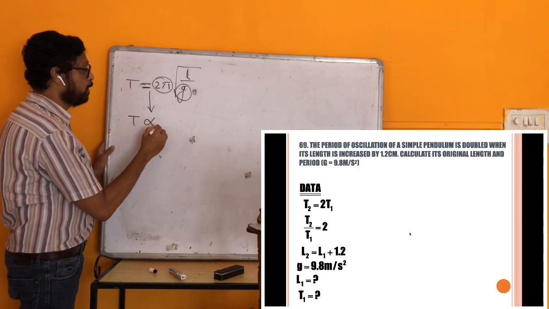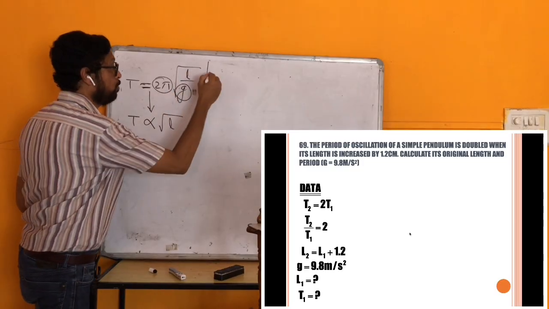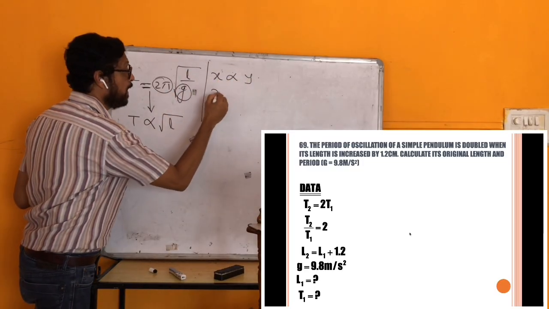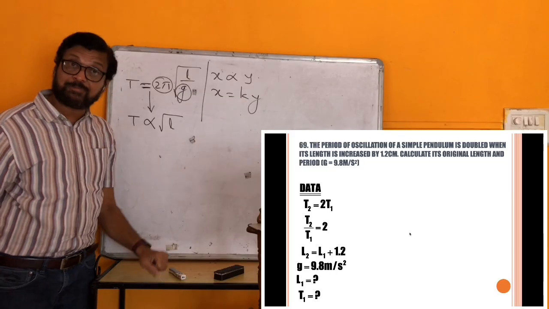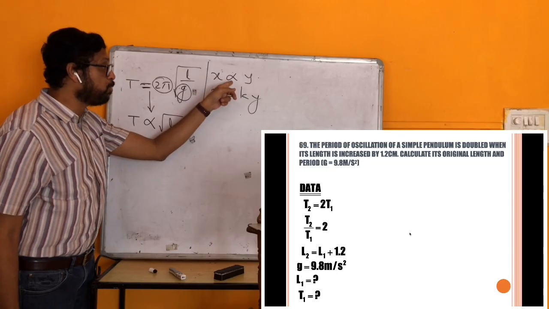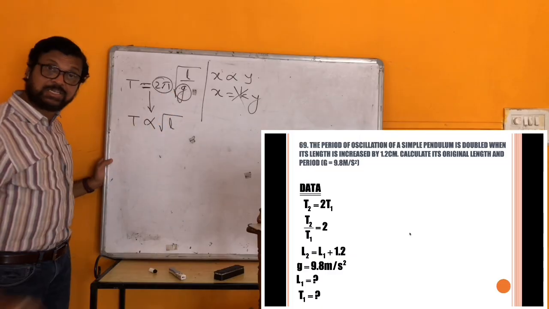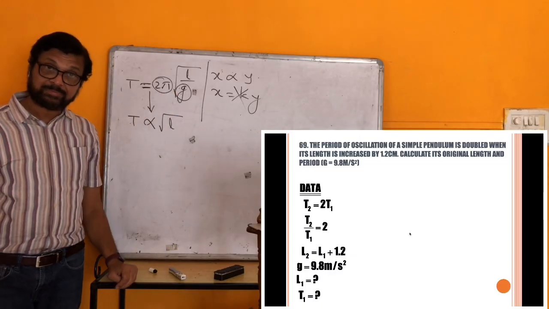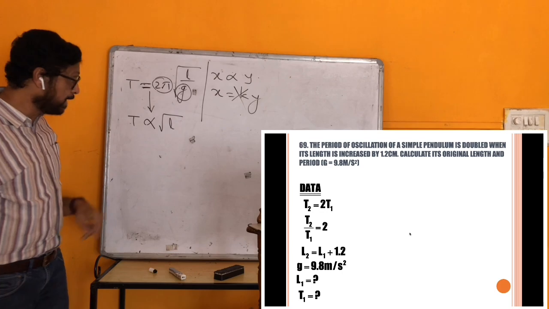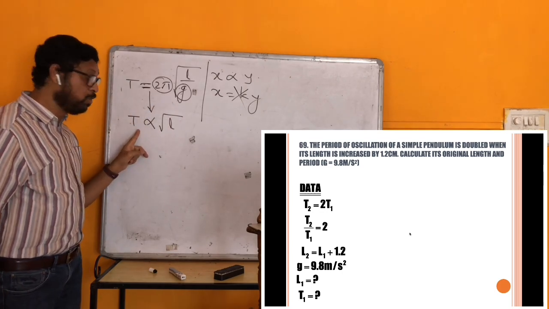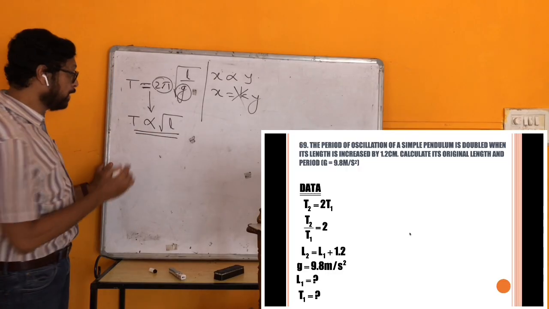T is proportional to root of L. When we convert a proportion into an equation, if x is proportional to y, we say x is equal to ky. When you convert proportion into equation, you put the constant of proportionality. Conversely, to convert an equation into proportion, remove the constant. Here 2 pi is constant and G is constant, so T is proportional to root L. So the first step is the formula for what is asked. In the second step, remove constants and convert equation into proportion. And third step, convert this proportion into ratio.